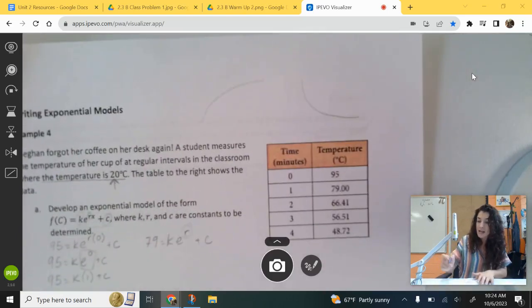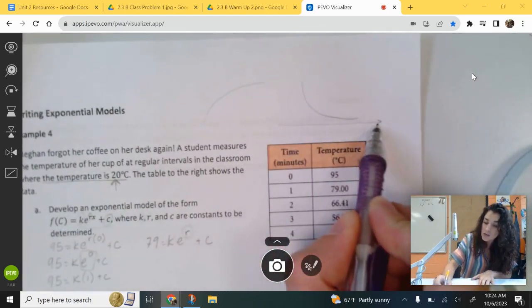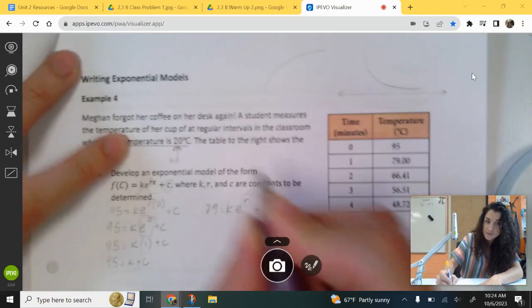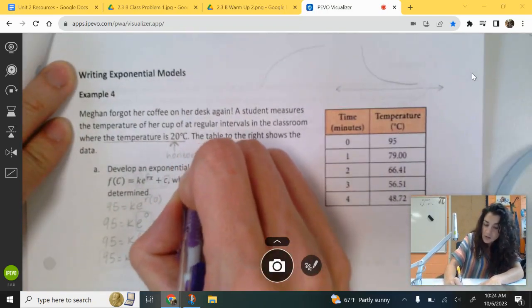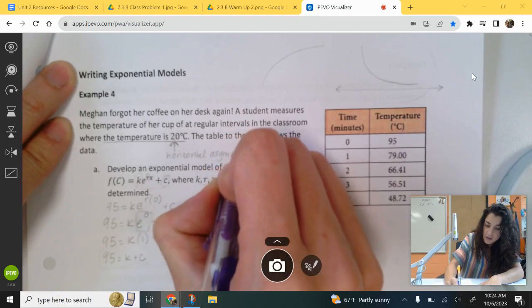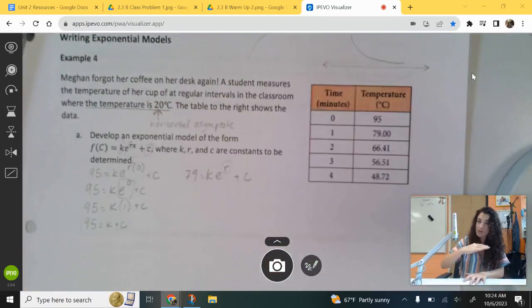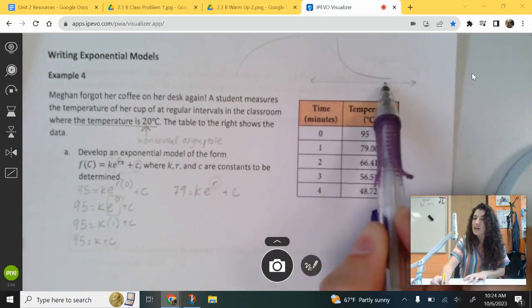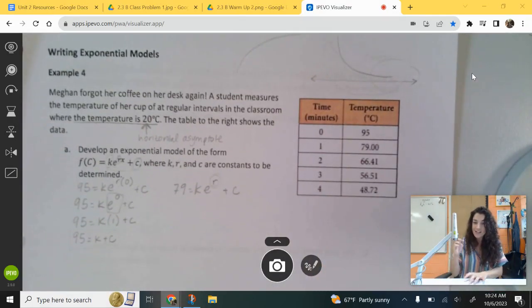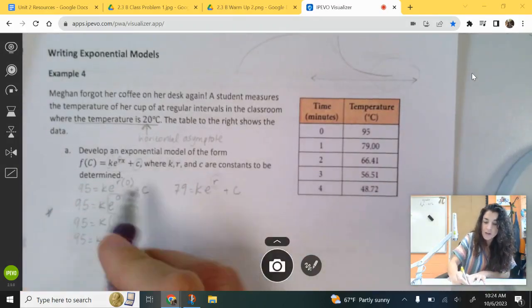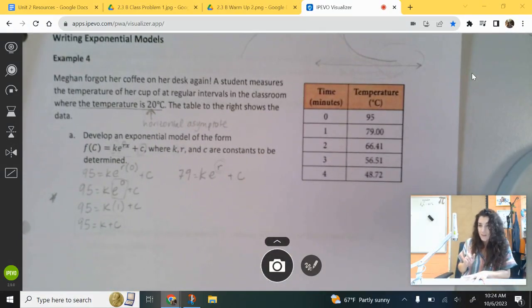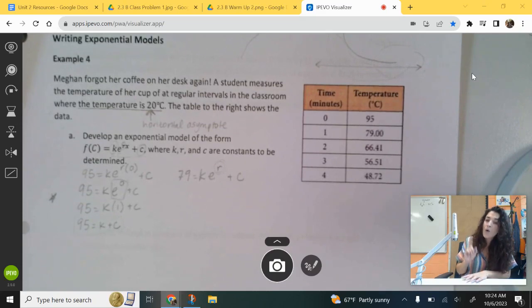And so when we think about the idea of an exponential model, there's always going to be this horizontal asymptote. And in this case, the room temperature would be our horizontal asymptote. The temperature is quickly approaching at first, and then slowly approaching that room temperature. And so we're bringing the coffee temperature to the room temperature. And that's what our horizontal asymptote is. And if you remember, which of these three variables, K, R, or C, is going to represent our horizontal asymptote?